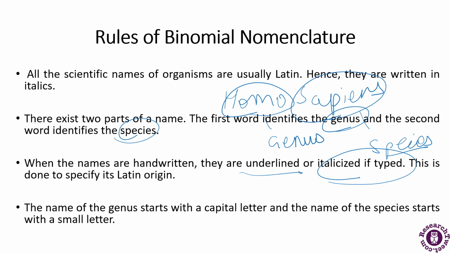And this is done to specify its Latin origin. So that is why this is done, just to specify the Latin origin. The name of the genus starts with a capital letter and the species starts with a small letter. For example, if I am writing Homo sapiens, then it will be like this and underlined. So this is the way in which binomial nomenclature names are written.